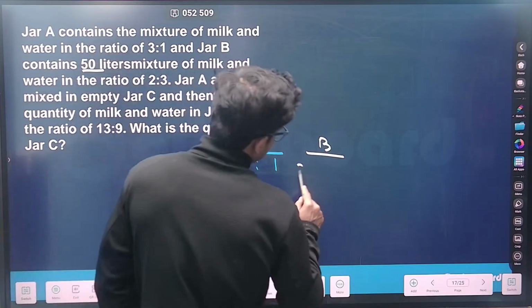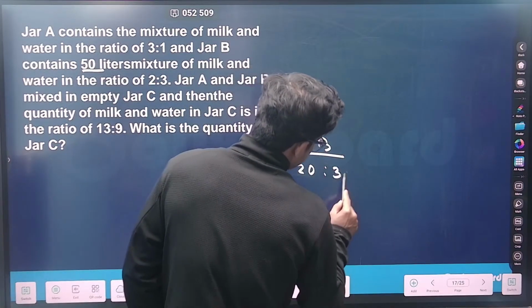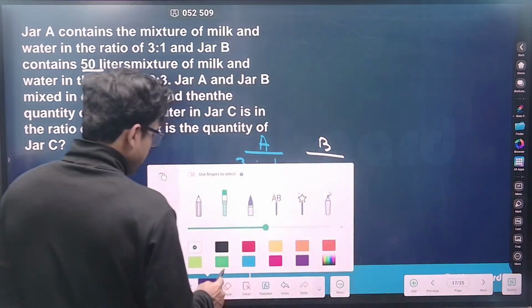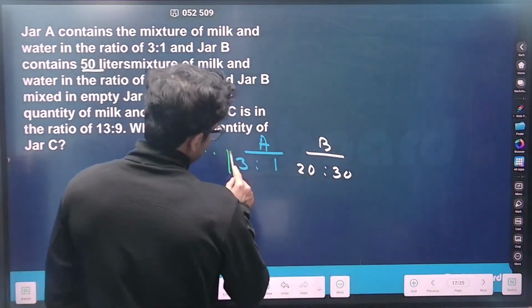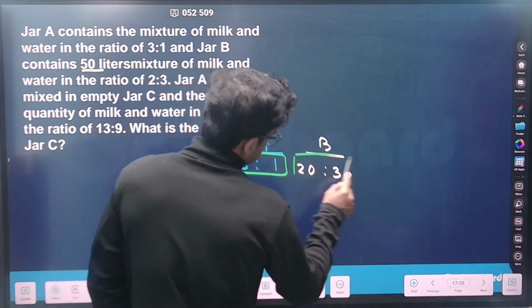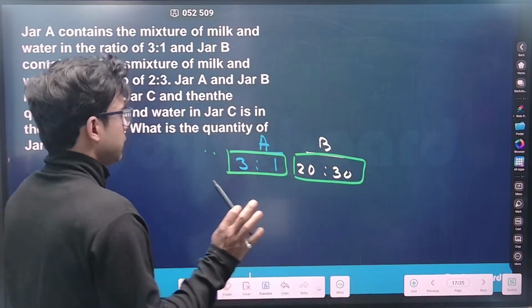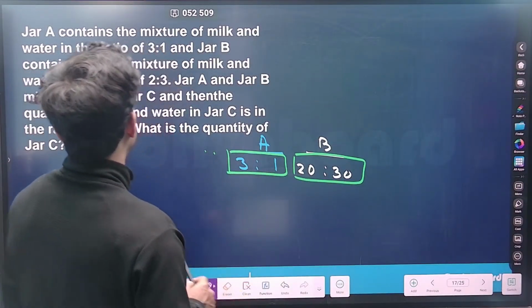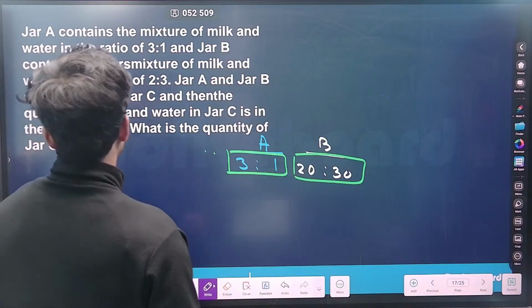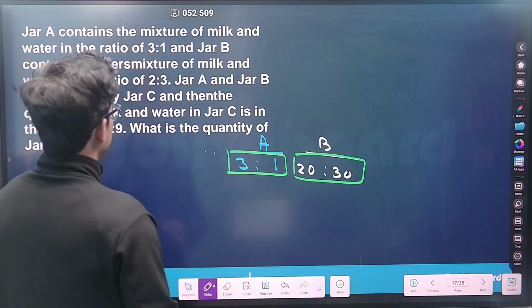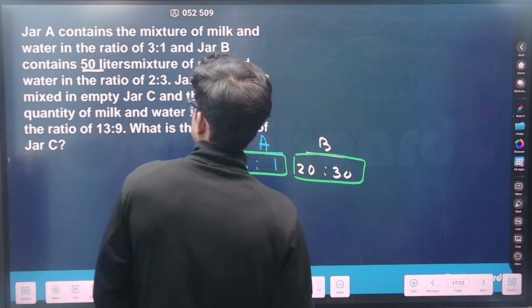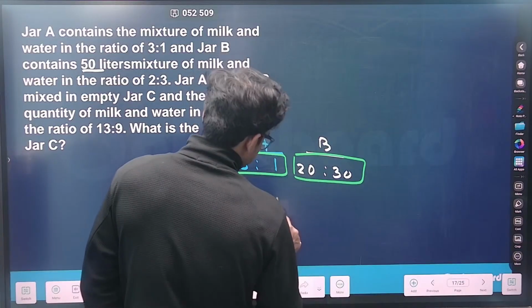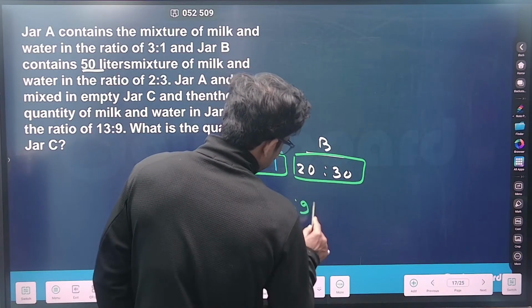So I will write 20:30, right? These are two different things. First is jar A, and then we have jar B. So you need to understand every part. Now jar A and jar B are mixed in C, then the quantity of the milk and water. Now C is given, basically C becomes how much? 13:9.